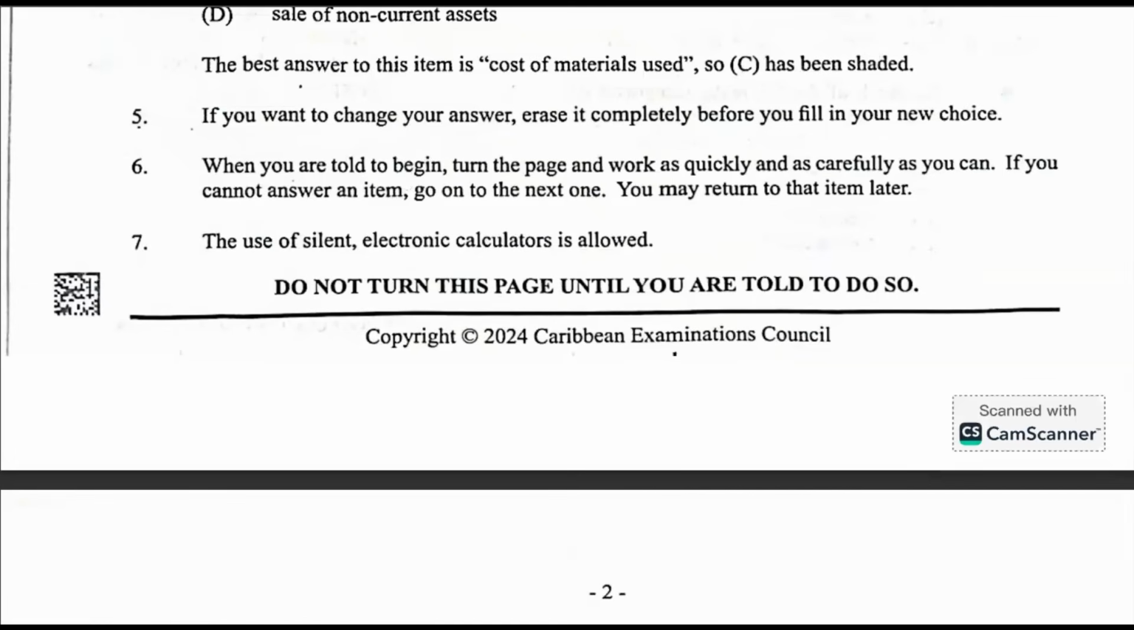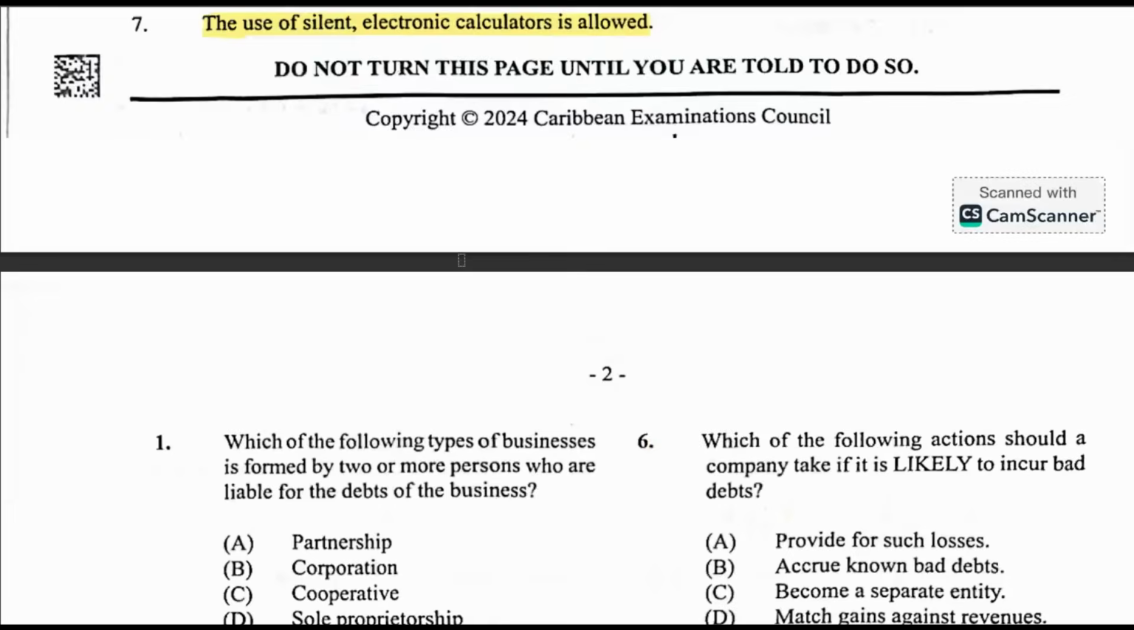Important point to note. Make sure that you guys do in fact have your silent electronic calculator for your POA Paper 1 examinations. Right, so let's begin.